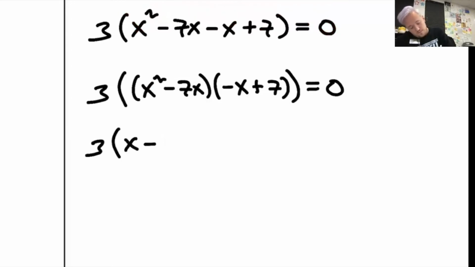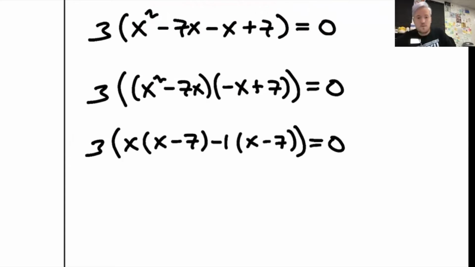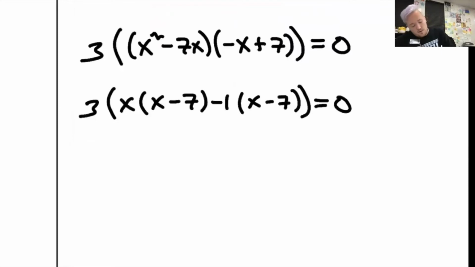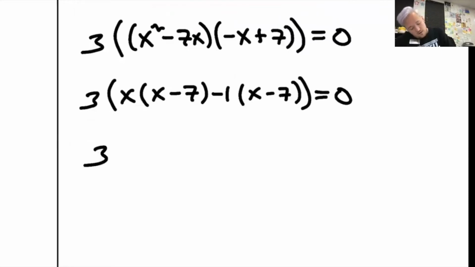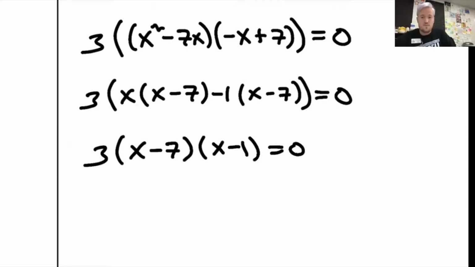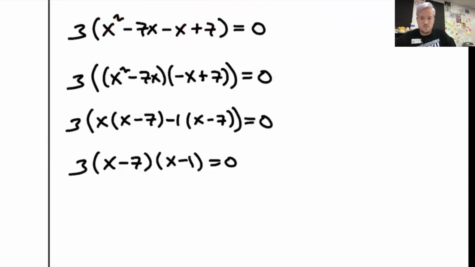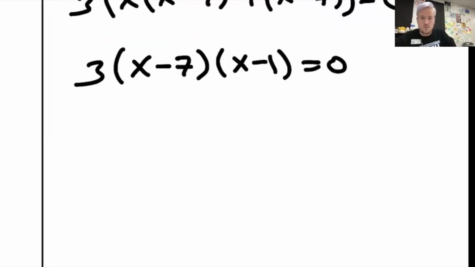x, minus 7. Then take out a negative 1, x minus 7, equals 0. So your terms here, you're going to have 3 times x minus 7 and x minus 1. I kind of skipped a few steps just in terms of the explanation, so we can go ahead and get to this part.